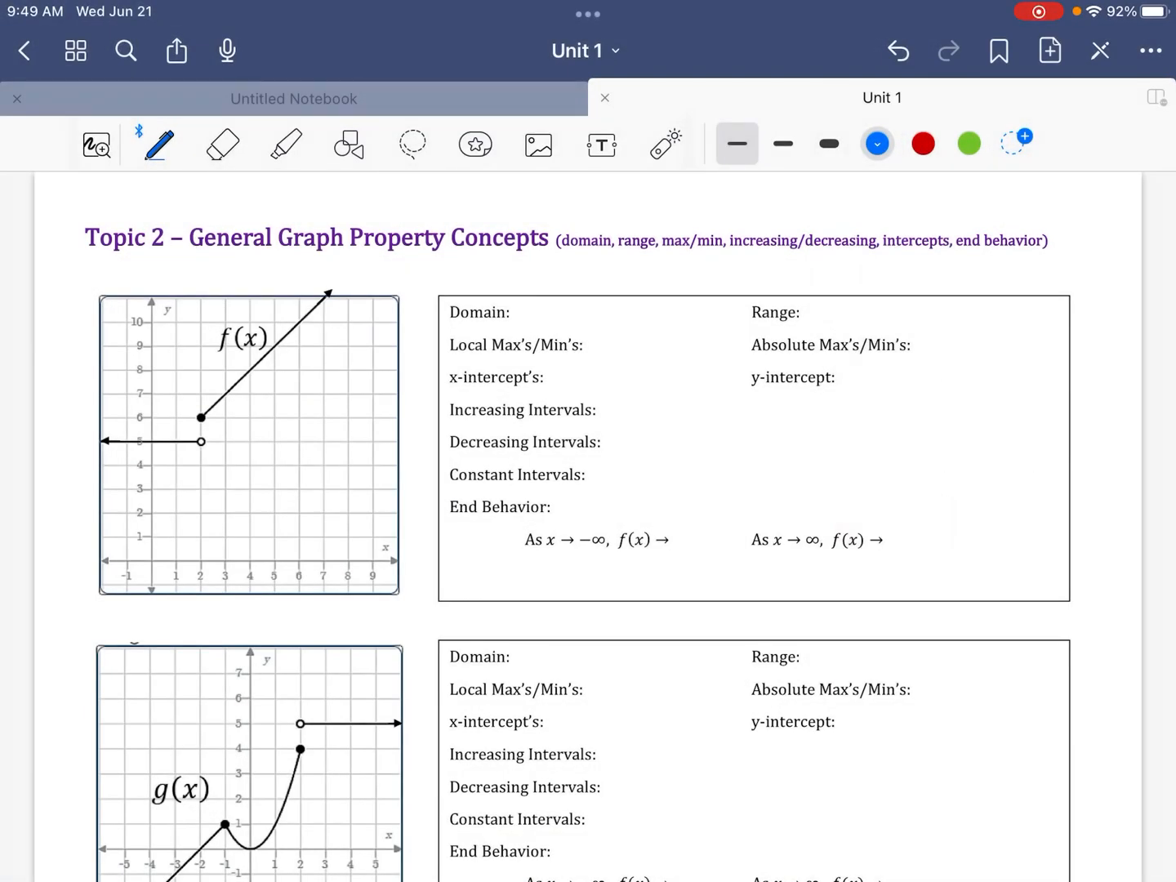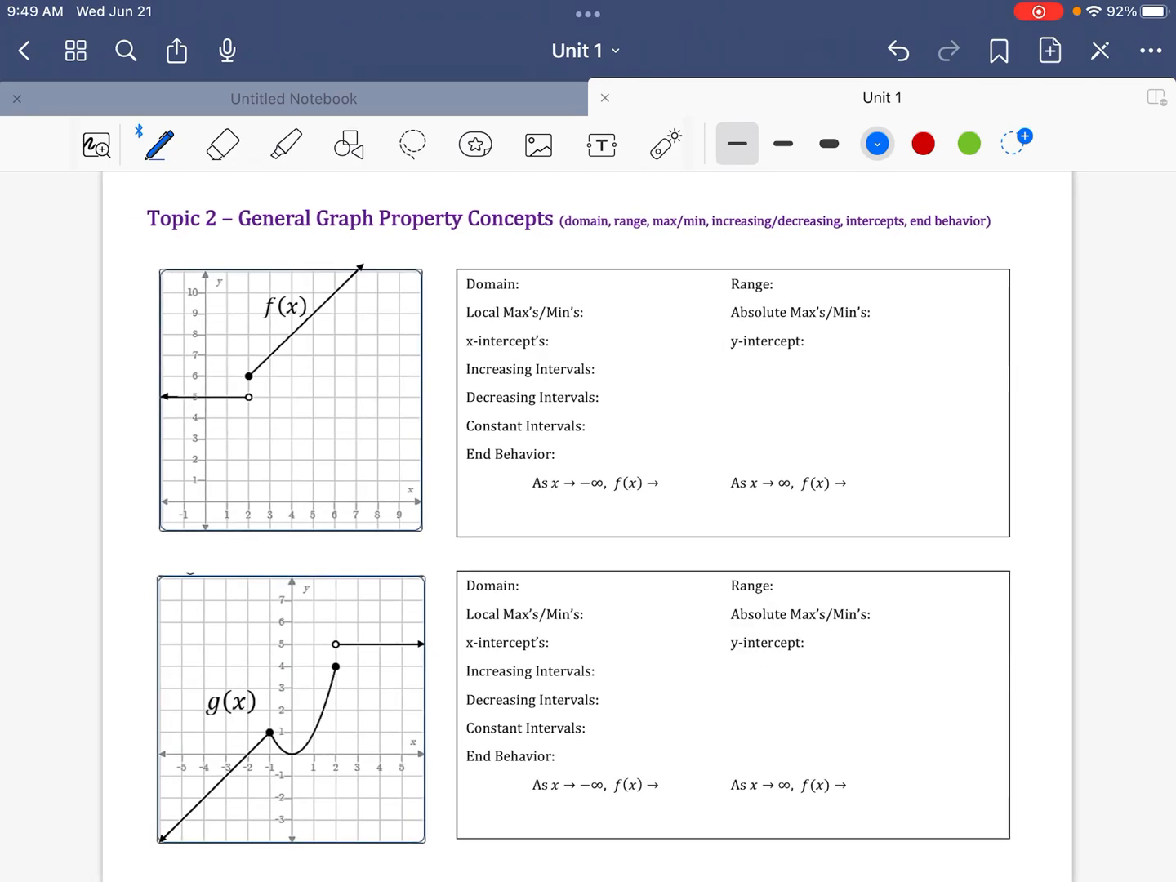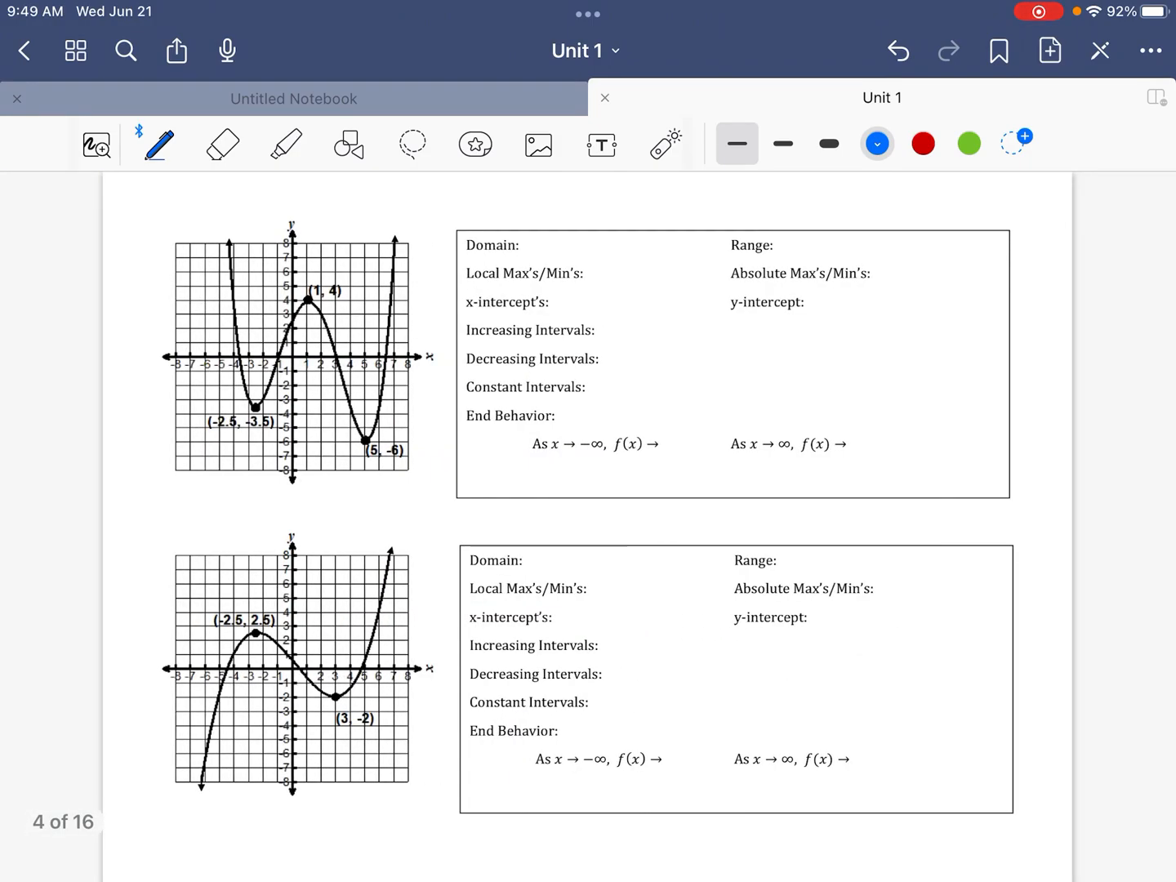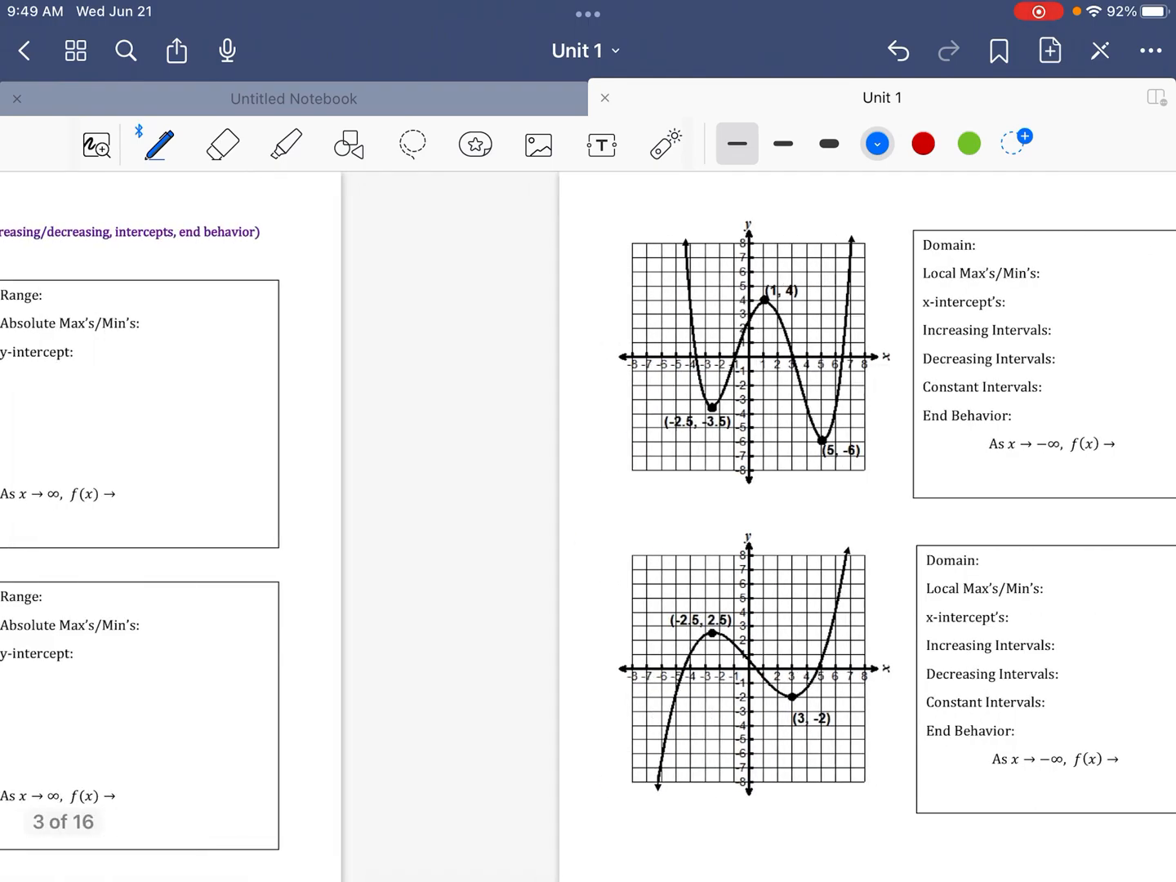All right, here we're going to talk about basically just general graph property concepts: domain and range, max and min, increasing and decreasing, x and y intercepts, and end behavior. So these two graphs at first I have here for you. These are called piecewise functions, which we'll be talking about in another topic later on. But then I have some other continuous type functions here that we'll look over. You get to see these later on in Algebra 2, like you'll know what they're called, but for now we're just using them to analyze some stuff on them.